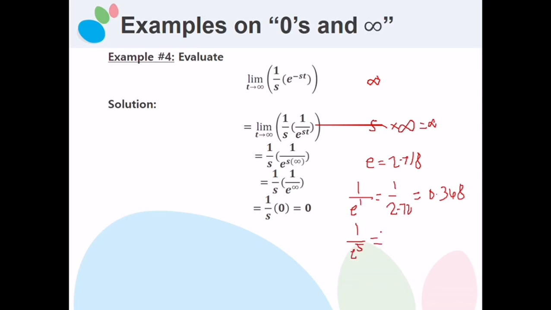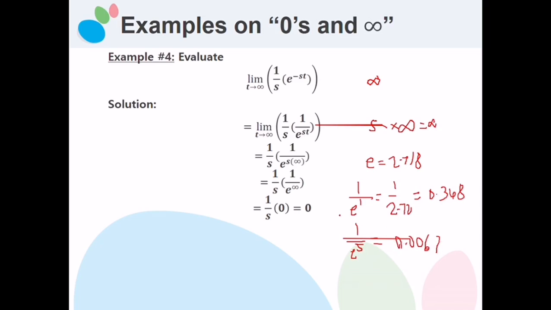If we have 1 over e raised to 5, the answer is 0.00067. So as you observe, as the value of our infinity goes higher, the value is decreasing.